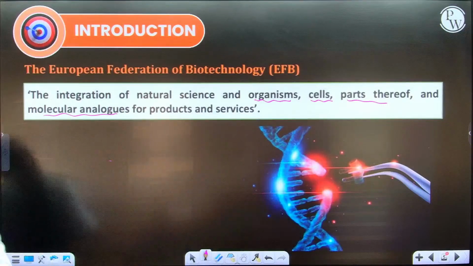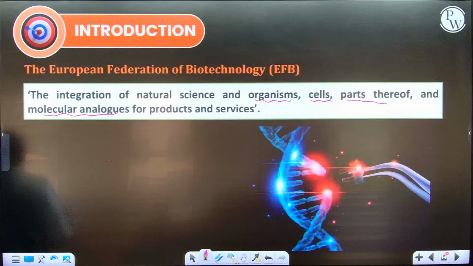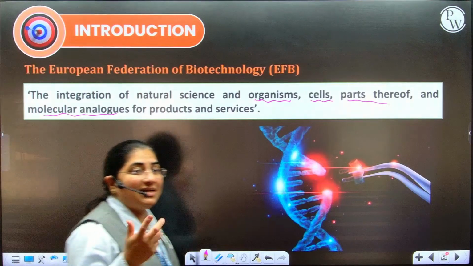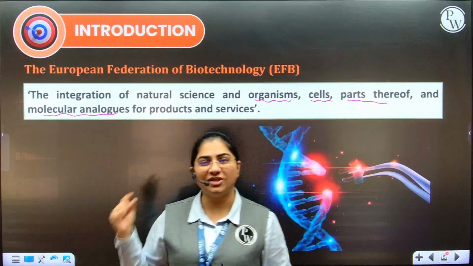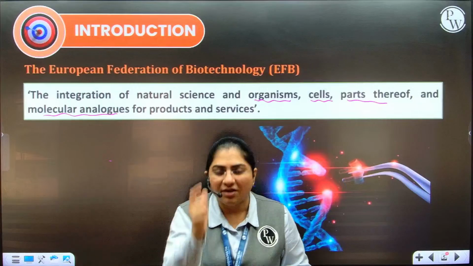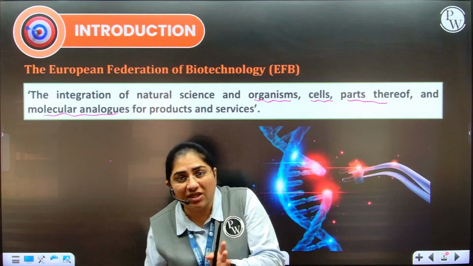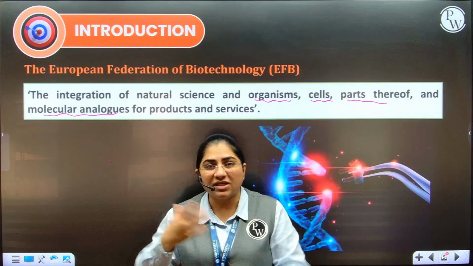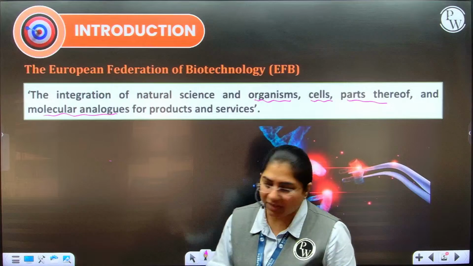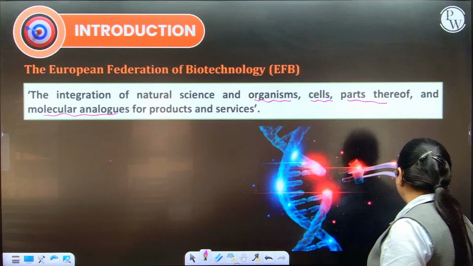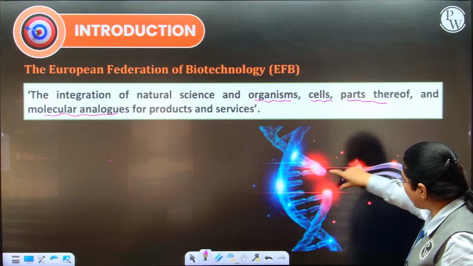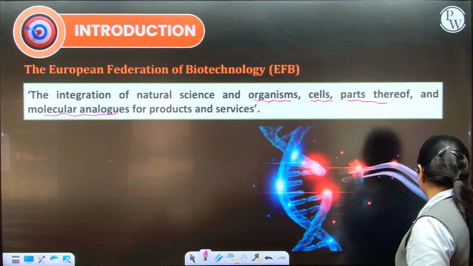When we are talking about molecular analogues, we are talking about the DNA, small parts of DNA, which is, yes, very rightly understood, nothing but your genes. So how are we using genes and integrating them using natural sciences to beautifully obtain products is what biotechnology is all about. So you can see a small part of the DNA, that is the gene, is introduced.